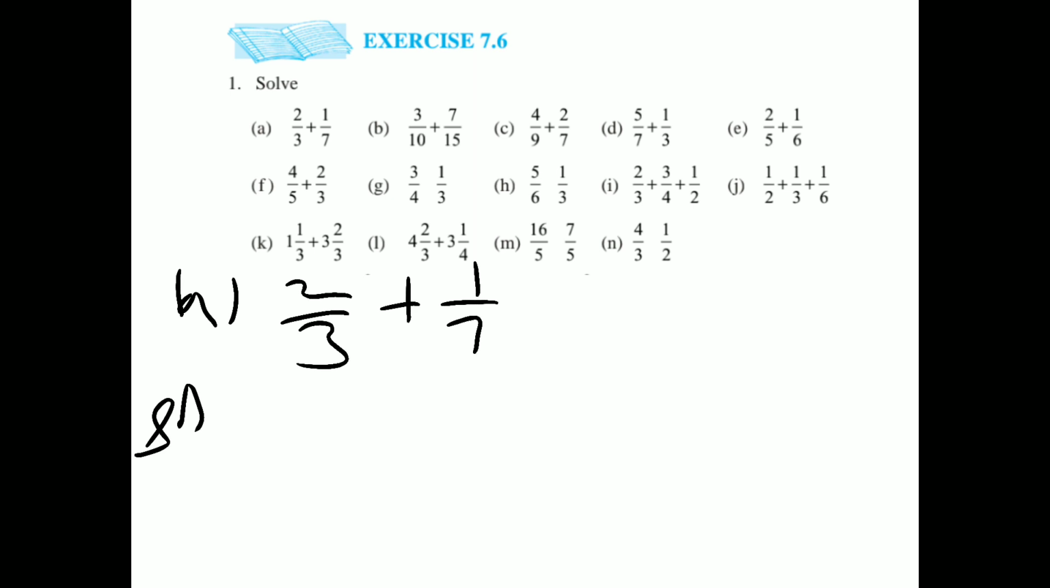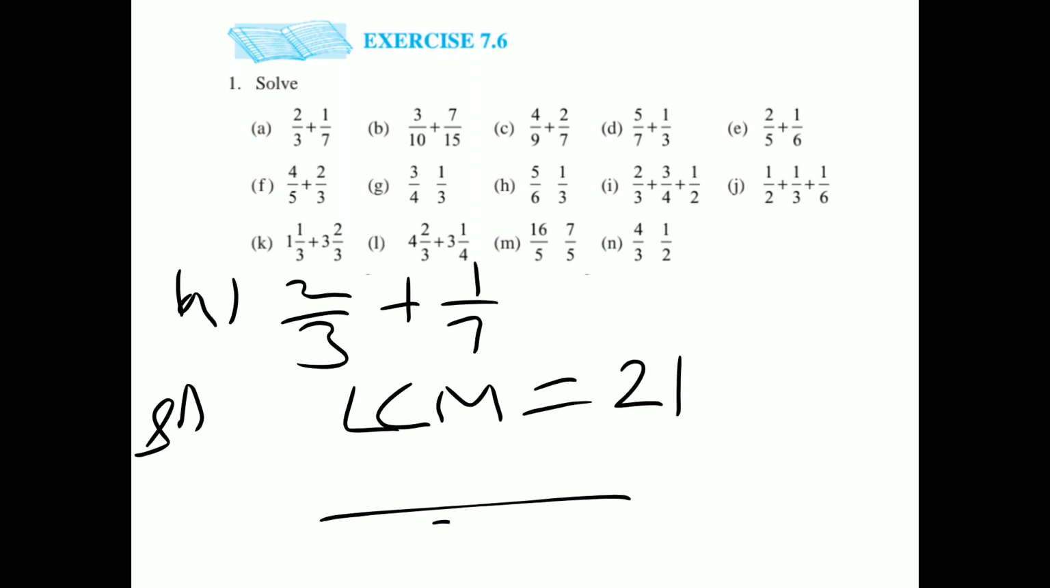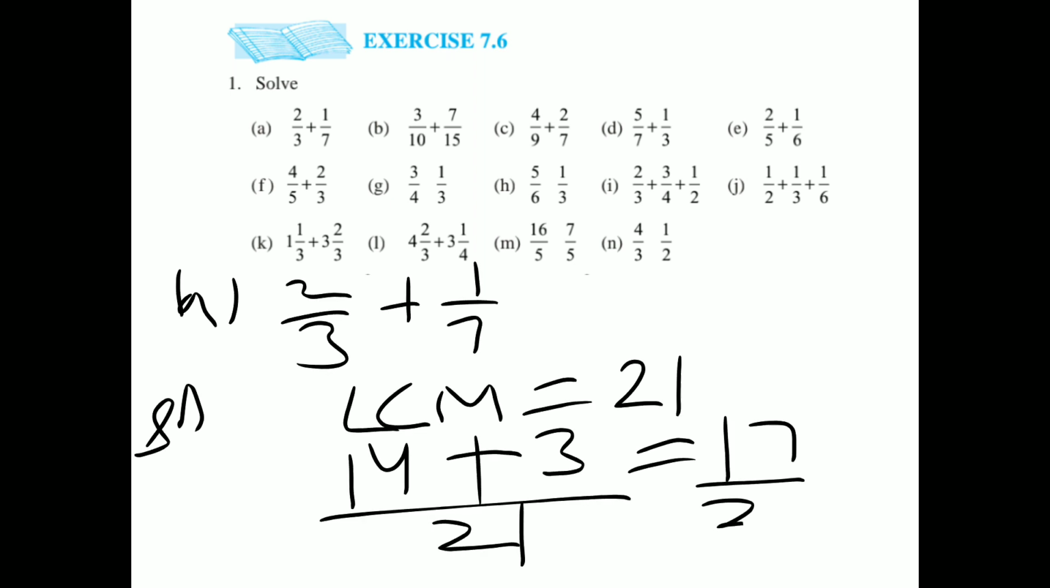So 3 and 7 do not come in any table, so we will multiply them directly and their LCM will be 3 sevens are 21. Now you write 21 down. Now you see in the 3 table, 21 comes at 7s are. So you multiply 2 with 7, answer comes 14, plus in the 7 table, 21 comes at 3s are. So 1 multiplied by 3, answer comes 3. Answer is 14 plus 3 is 17 by 21.